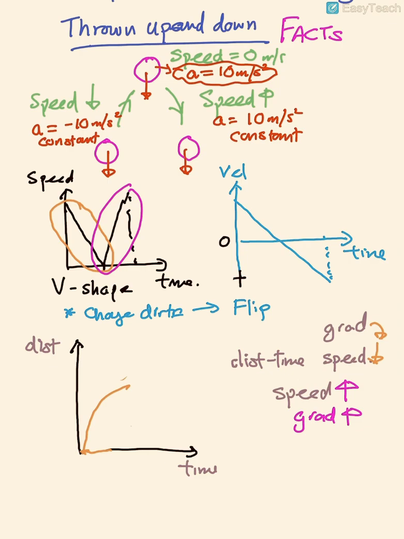Slope up. Slope upwards. Okay, is it like that? No. Why is this wrong? Because there's no negative distance. Rather, you should say there's no negative gradient.